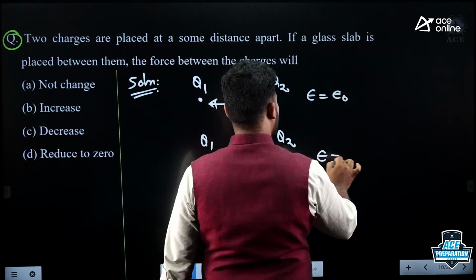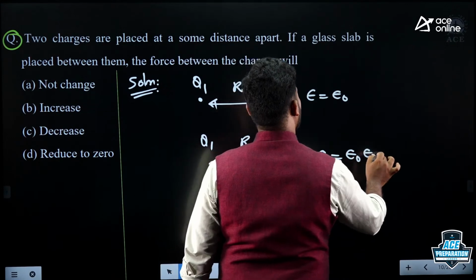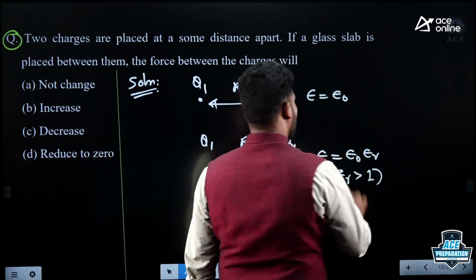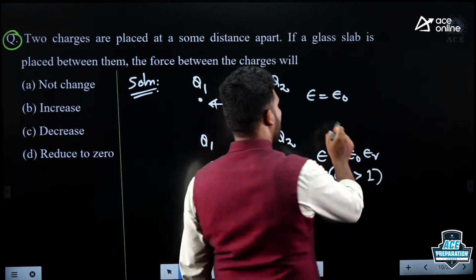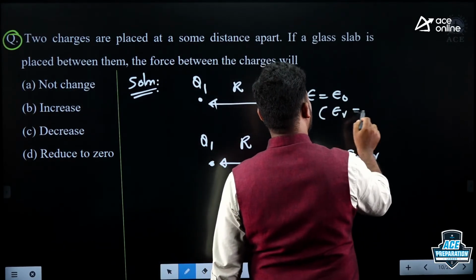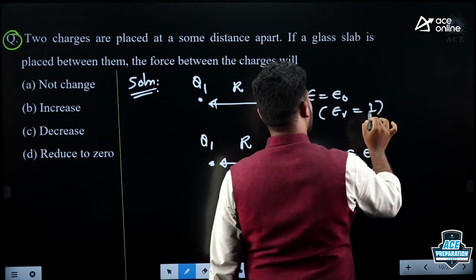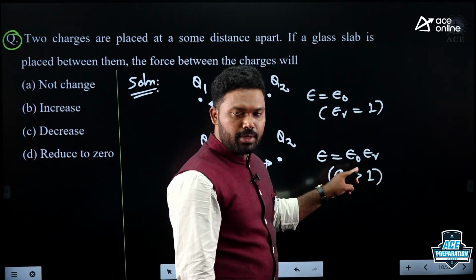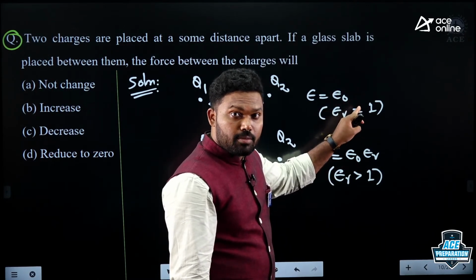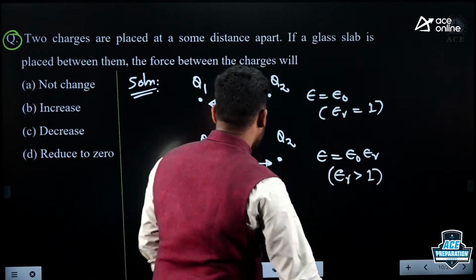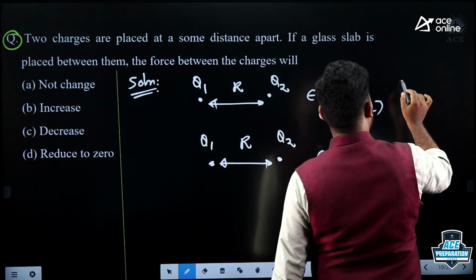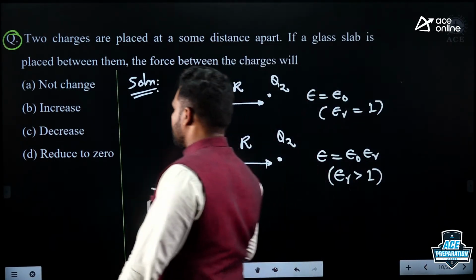What is epsilon? Epsilon is equal to epsilon naught epsilon r, where epsilon r is greater than 1. Here, epsilon r for air, meaning nothing is there, is equal to 1. So obviously, the permittivity of glass will be greater than the permittivity of air. Fine. So what is the force here? The force between these two charges. We know the force between the two charges.